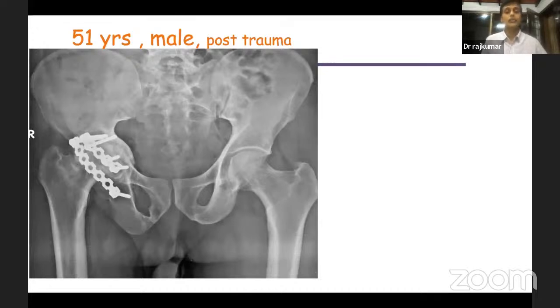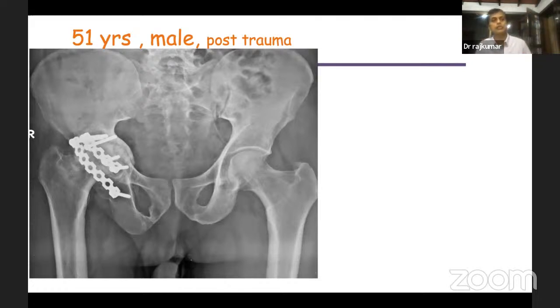The only thing is, here you have multiple things. One is a protrusio, one is arthritis, one you have implants. So what to do? Your big question will be whether to remove the implant and then go ahead and do a THR. For all practical purposes, make it a point: if you have ruled out infection and you feel that the screws will not come into the way of your reaming, then you need not remove the implant.